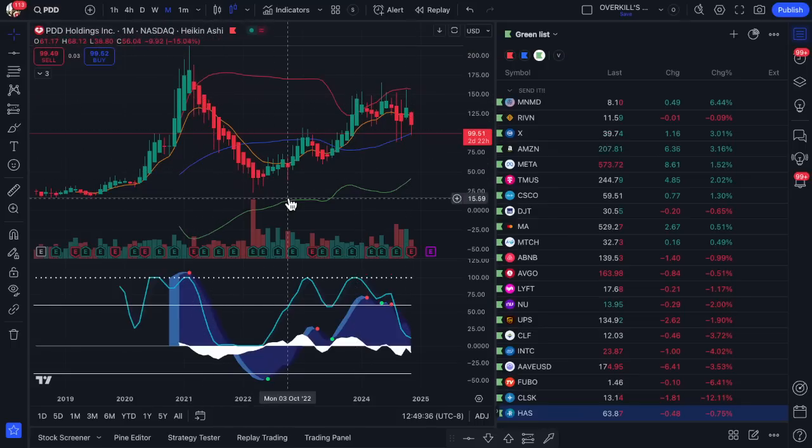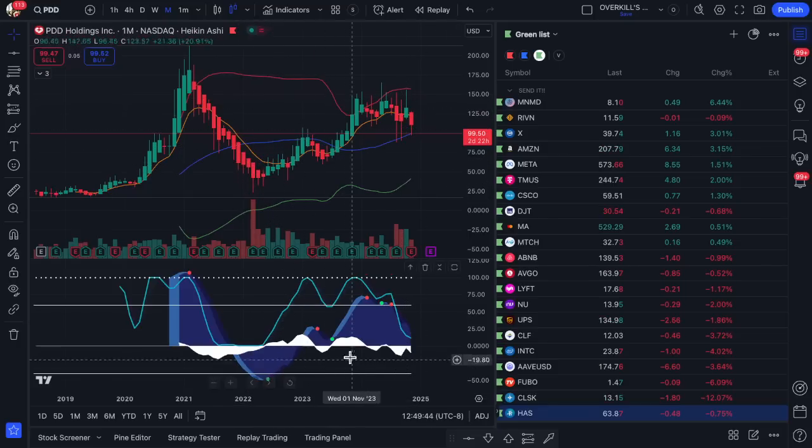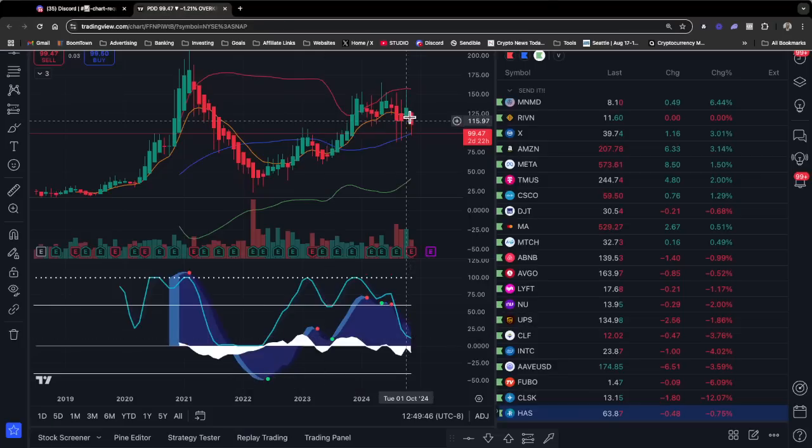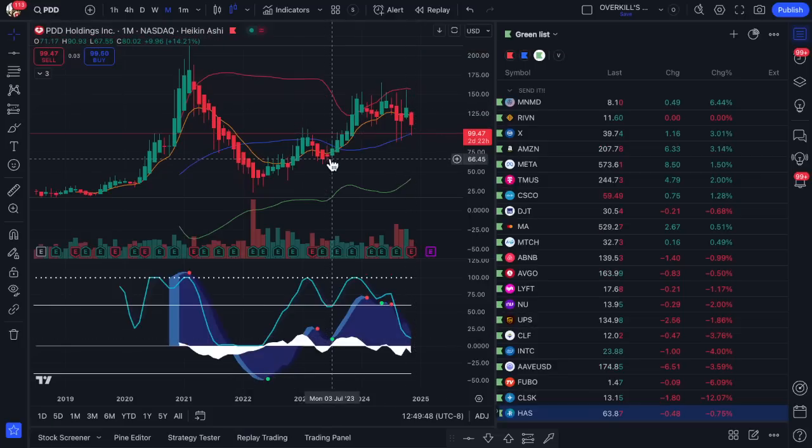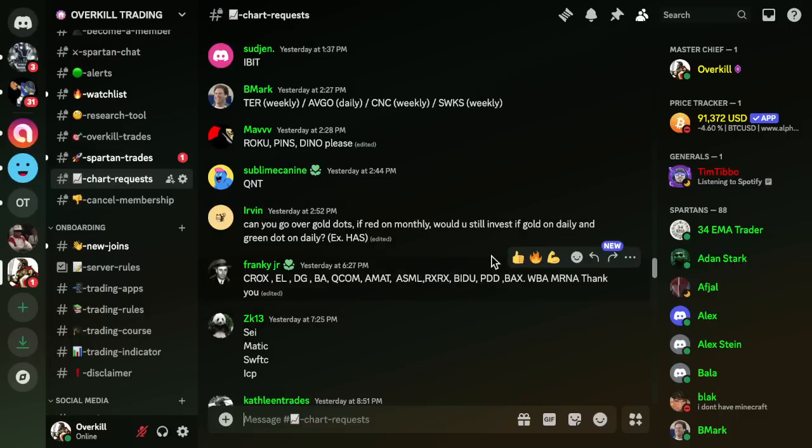Okay, if you guys are buying red candles on the monthly chart, you're trading against the trend. You don't want to trade red candles on the monthly. We want to trade the green candles on the monthly. We want to make sure the candle is green or the dot is green. So if it has a red candle or a red dot, 9.5 times out of 10, I will not even touch it. I won't even look at it.